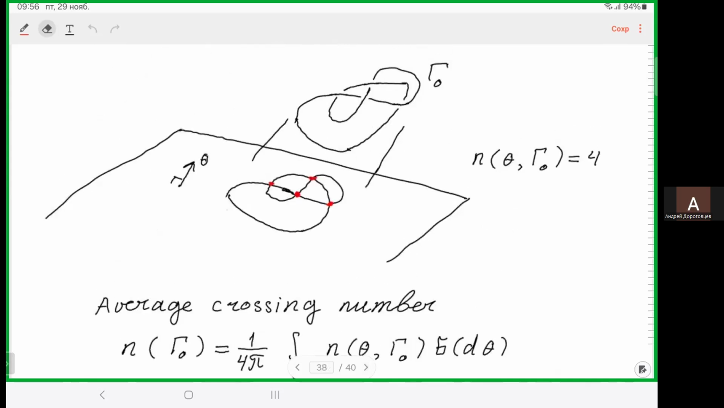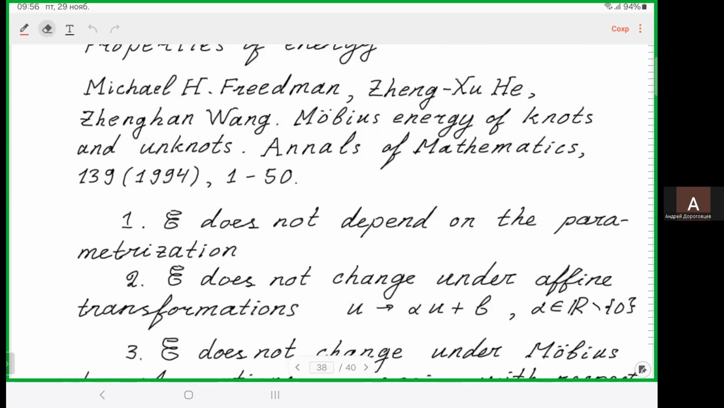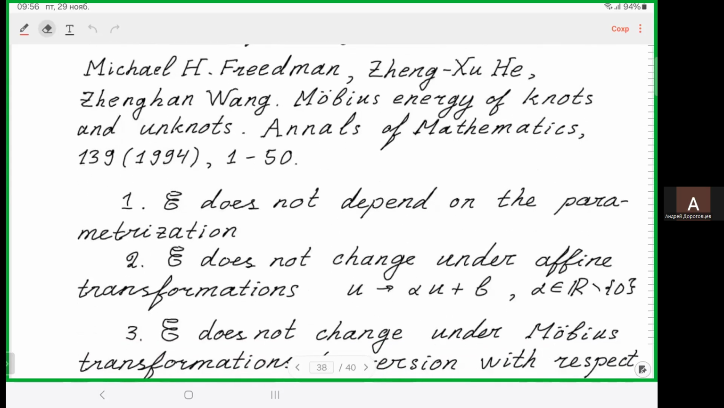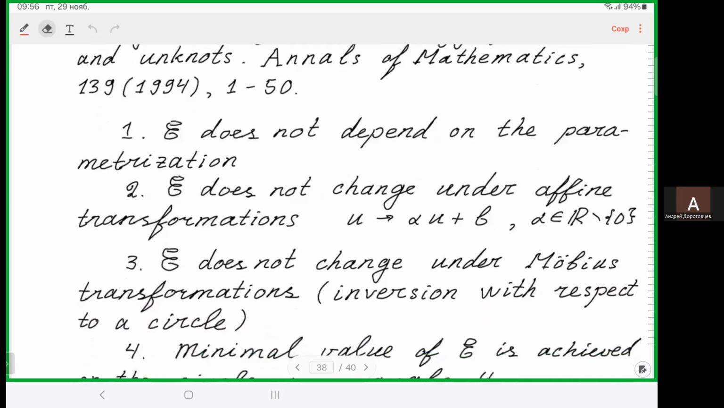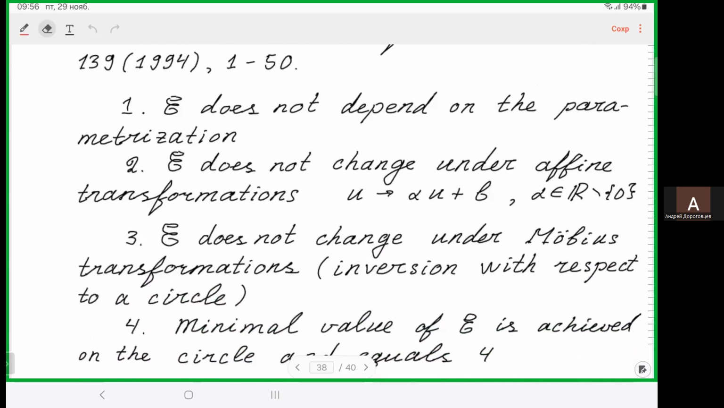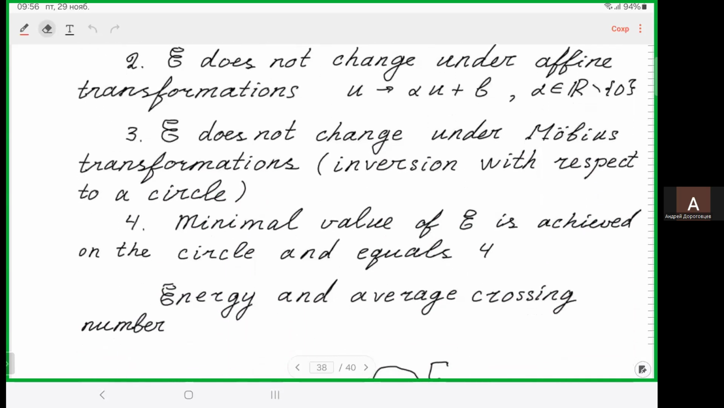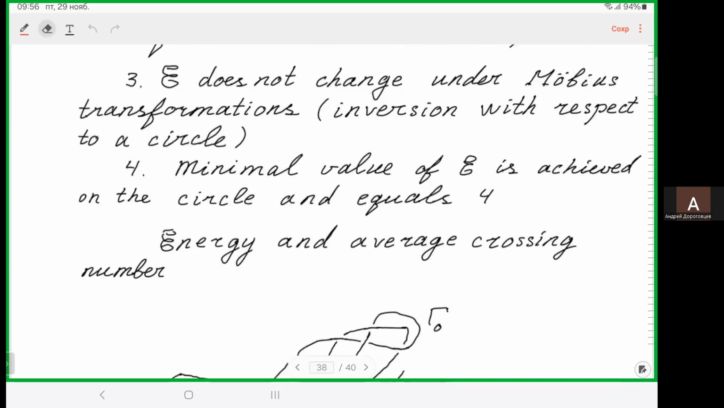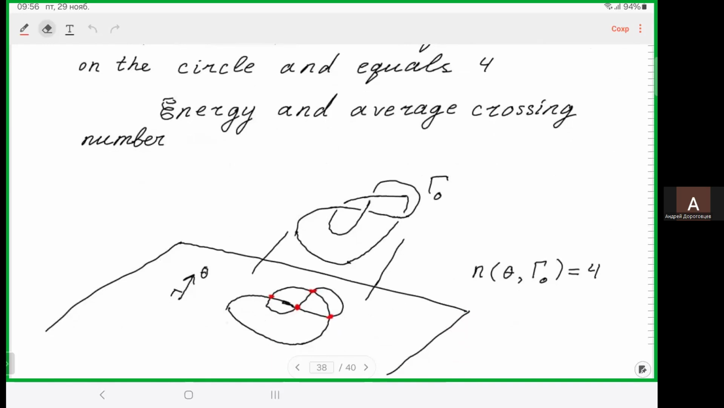It is well known that, due to its formula, the Möbius energy does not depend on the parameterization. It does not change under affine transformations of our knot. It does not change under inversion with respect to some circle, and the minimal value of the Möbius energy is achieved on the circle and equals 4. And it occurs that energy and average crossing number are very related.